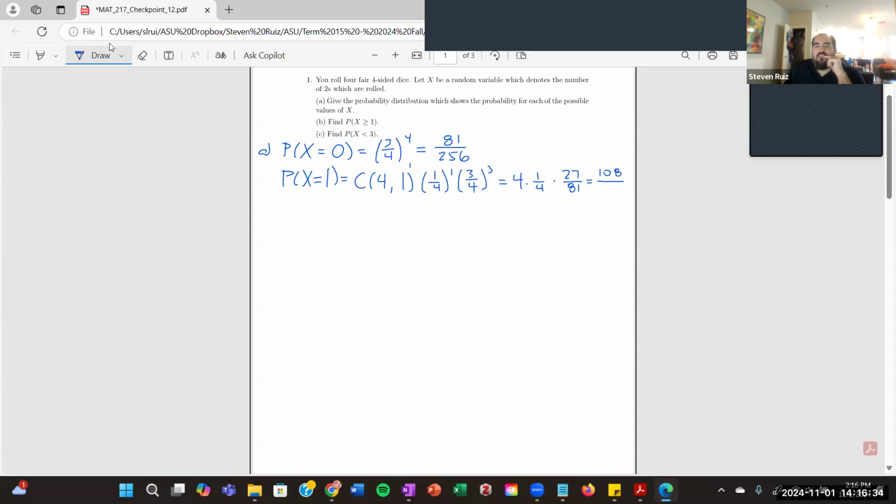Am I wrong about what 4 to the 4th power is? I'm wrong about what 4 to the 3rd power is. This should be 27 over 64. So this should be 108 over 256. Let me just double check that again since I kind of goofed it up. This is 4 times a fourth times 27 over 64. Okay, so I feel good about that. So 81 over 256, 108 over 256.